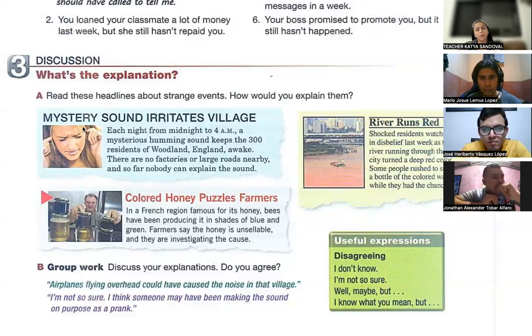Mario. Colored honey puzzled farmers. In a French region famous for its honey, bees had been producing it in shades of blue and green. Farmers say the honey is unsellable and they are investigating the cause. Okay, thank you.